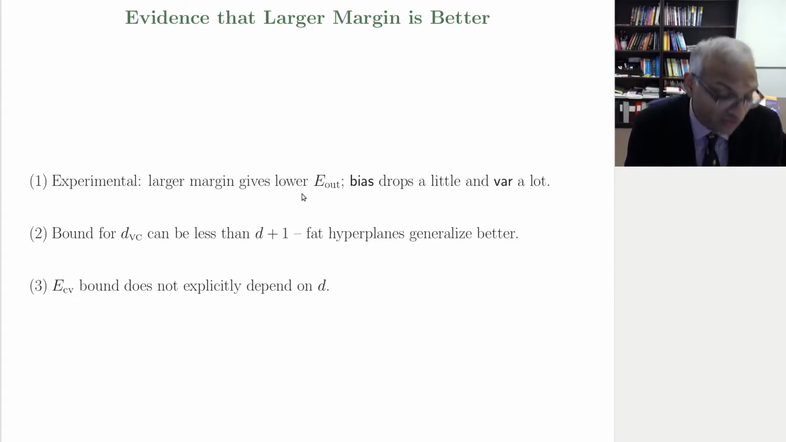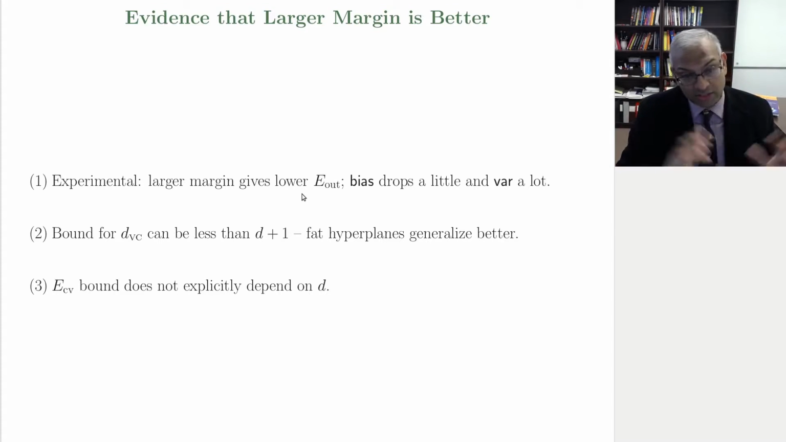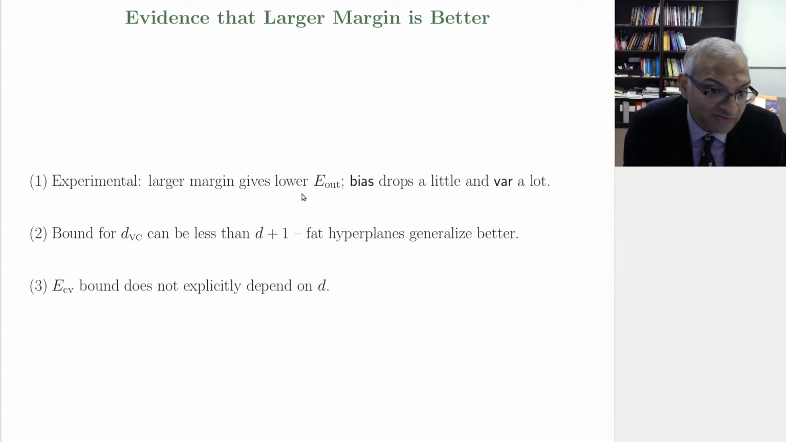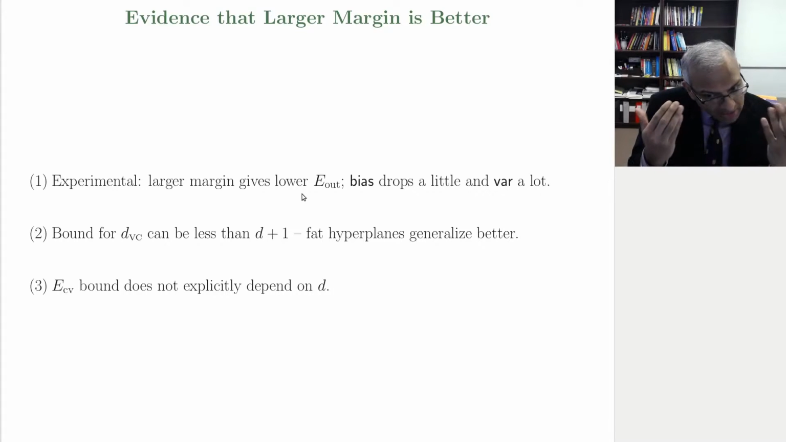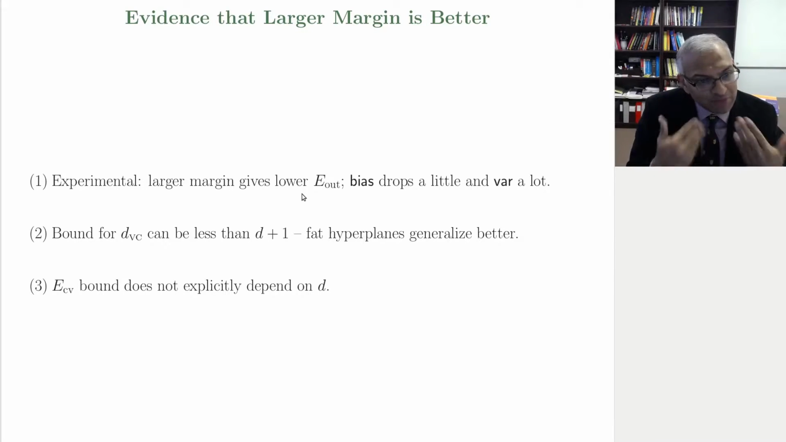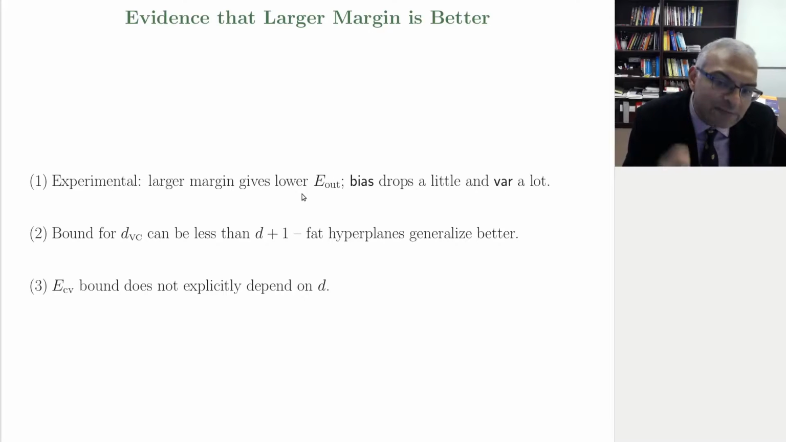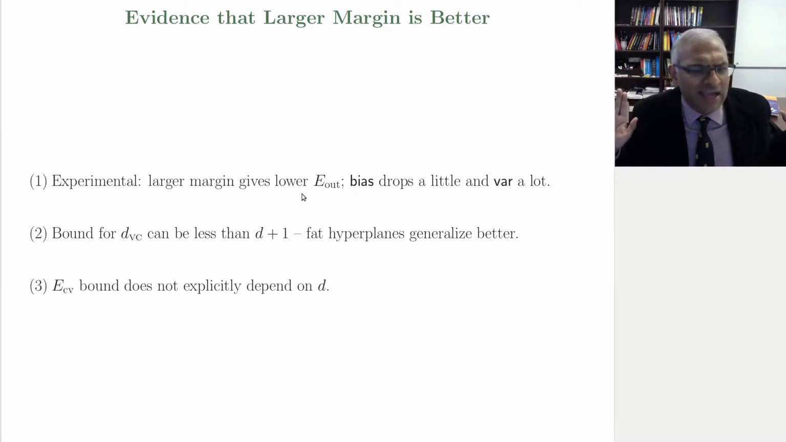Now remember what the cross-validation error was. You leave out a data point, you build your model, and then you classify the left-out data point, and on average, what's the error that you make on the left-out data point? So the cross-validation error is an unbiased estimate of your expected out-of-sample error when you learn on n-1 data points. At a high level, the cross-validation error is an estimate of your out-of-sample error.